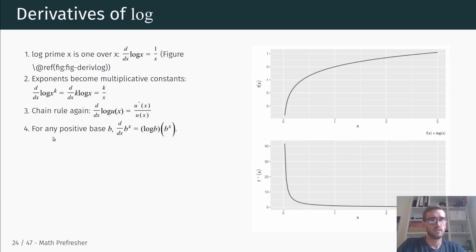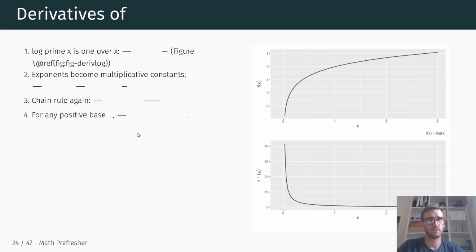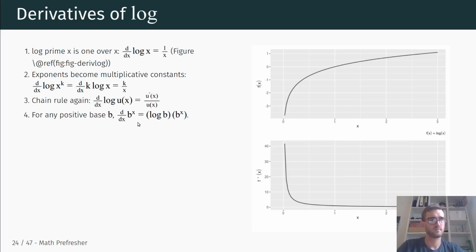And in general, for any positive base b, we could show that by changing the base, the derivative of b to the power of x is equal to log b times b to the power of x. All right.